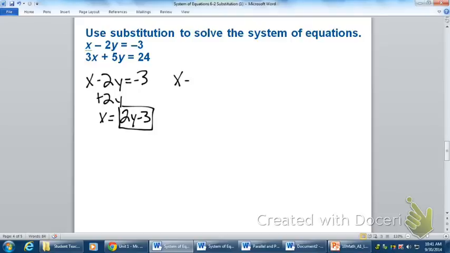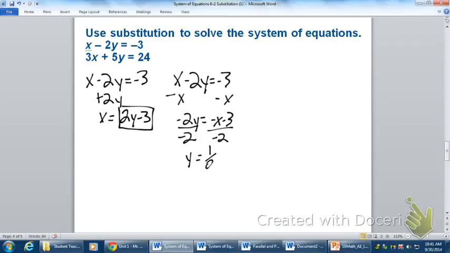So if I did that, I would subtract x from both sides. I would have negative 2y is equal to negative x minus 3. I would divide by negative 2. You would get y equals 1/2 x plus 3 over 2. So you could have done either this or that. To me, the first one was easier, right? It was less steps.